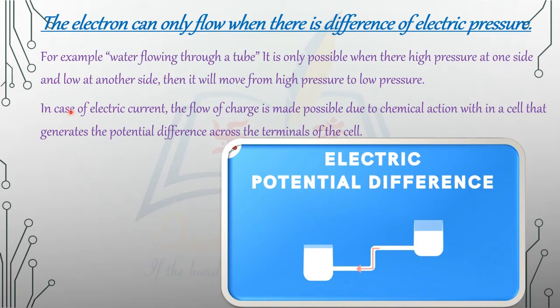Let's see it in electric current. In the case of electric current, the flow of charge is made possible due to chemical action within the cell that can generate a potential difference across the terminals of a cell.